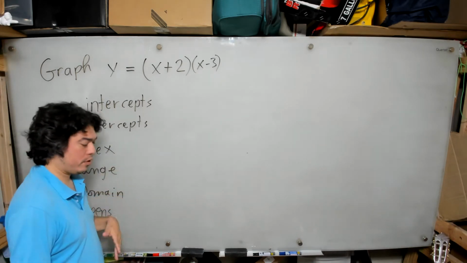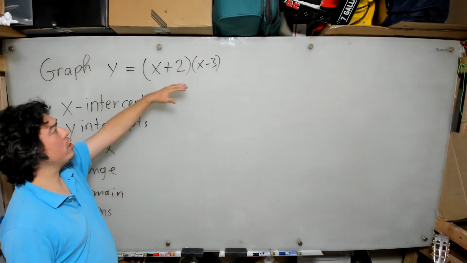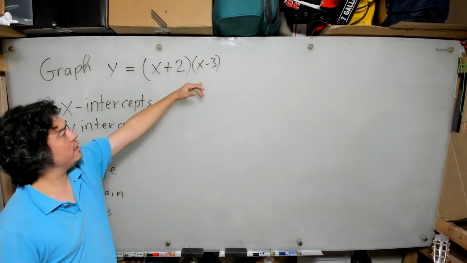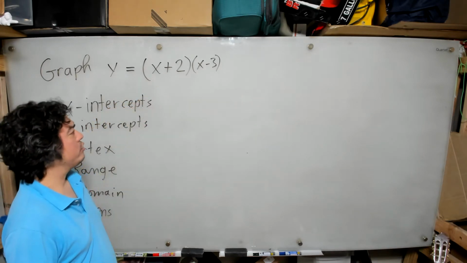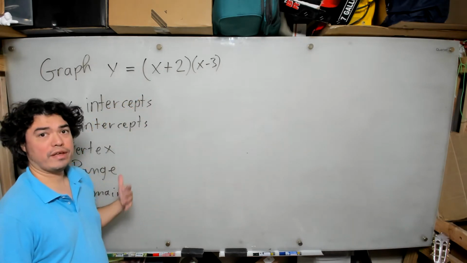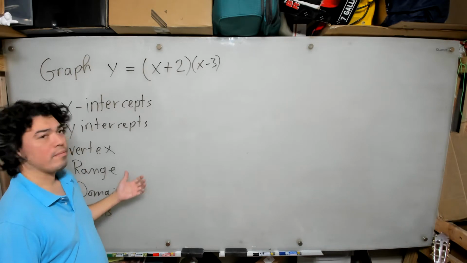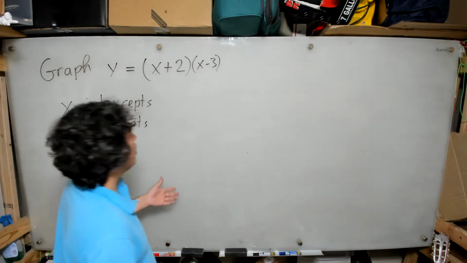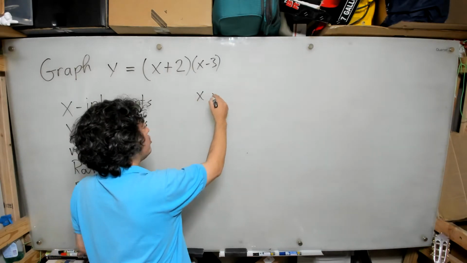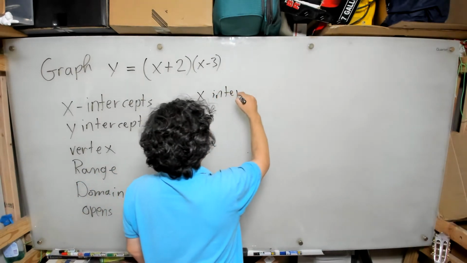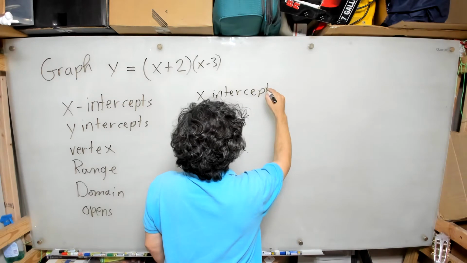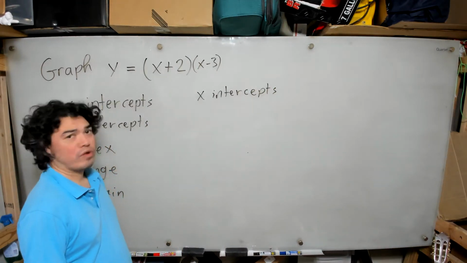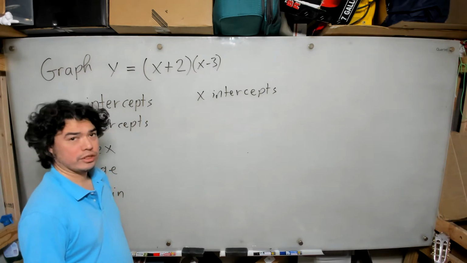So the first thing we want to notice is that this is in factored form, and so for example, when we're going to try to find the x-intercepts, this is actually going to be very easy if the quadratic is in factored form. So let's do that here. So again, to find the x-intercepts, what are the x-intercepts? They're the points on the x-axis where the graph of the quadratic crosses.